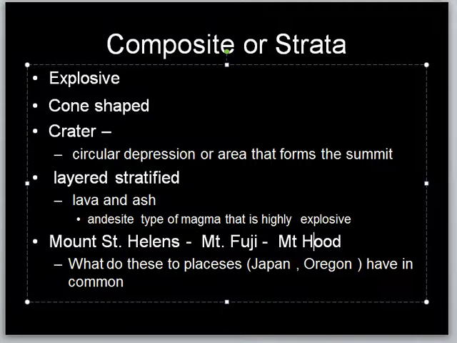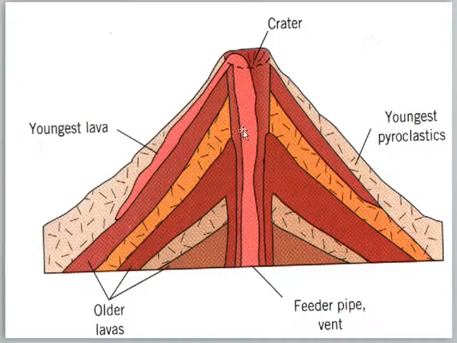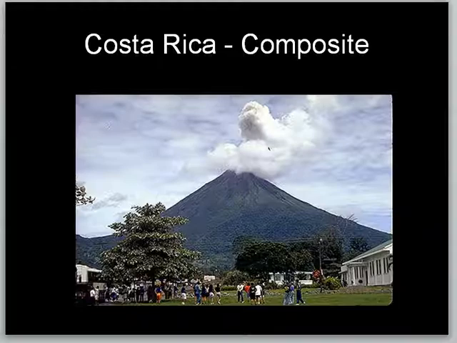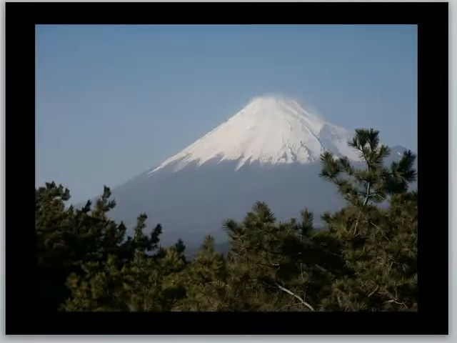Have it in common. They're all on the edge of the ring of fire. So here would be kind of a cutaway. And again, you can put the law of superposition in effect here when you look at the different flow levels. It's a nice kind of classic. This is the one when you drew a volcano in 3rd grade. This is what you drew, Mount Fuji.